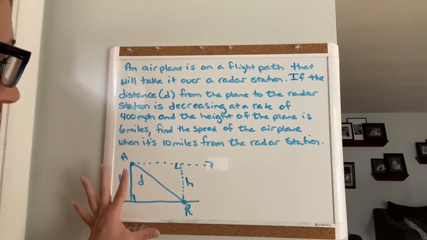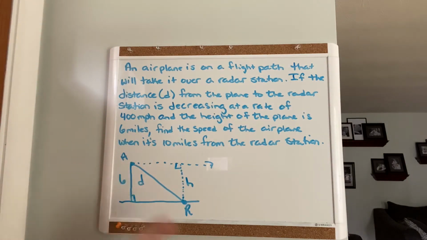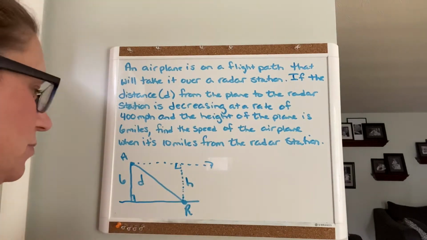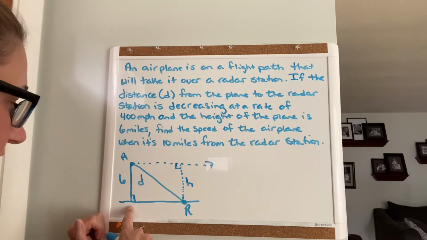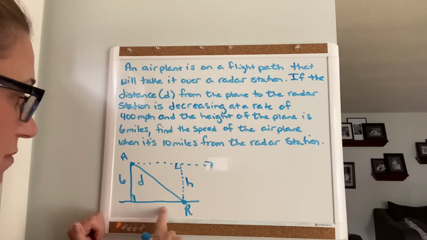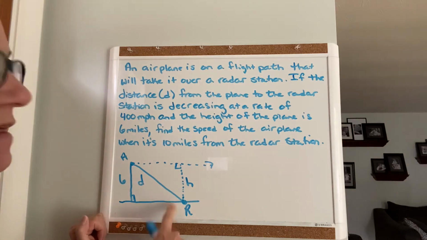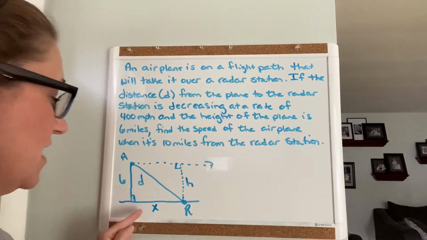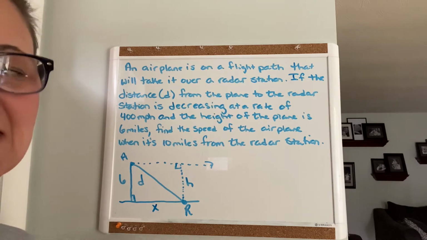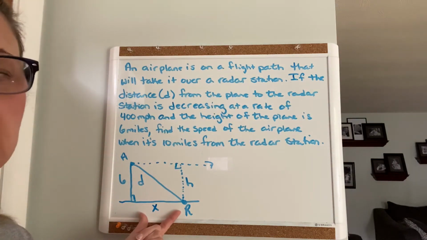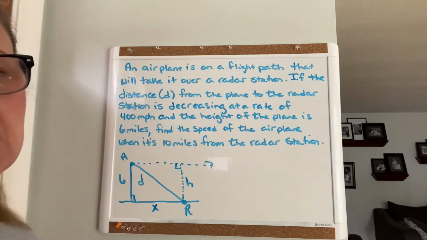So what you need to recognize here is that you have a right triangle. That is the figure that is involved in this particular problem. Now the distance right here from the radar station, this is going to be your speed. So if we call this distance X, the change in X with respect to time is the speed of the airplane.